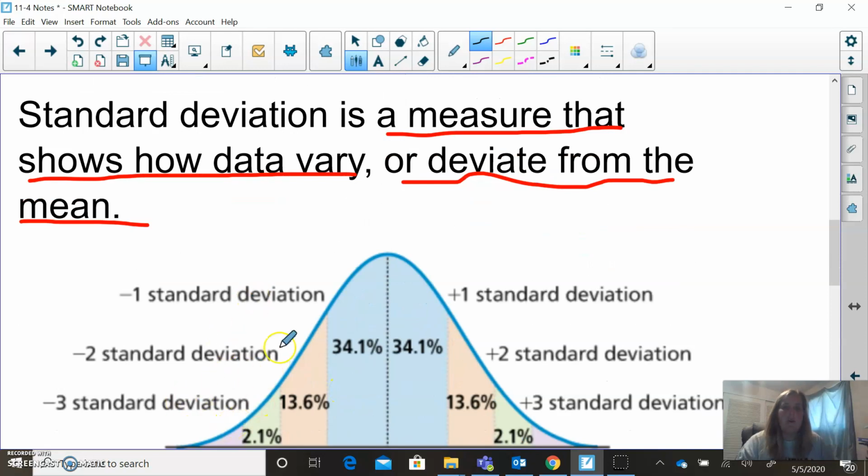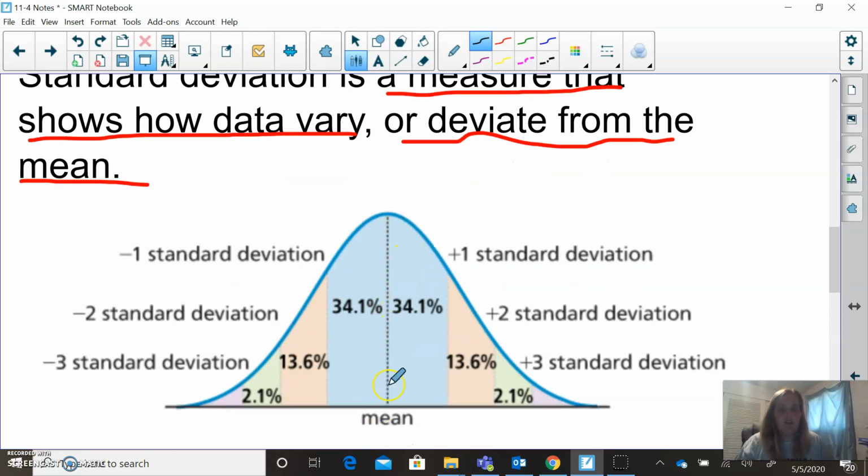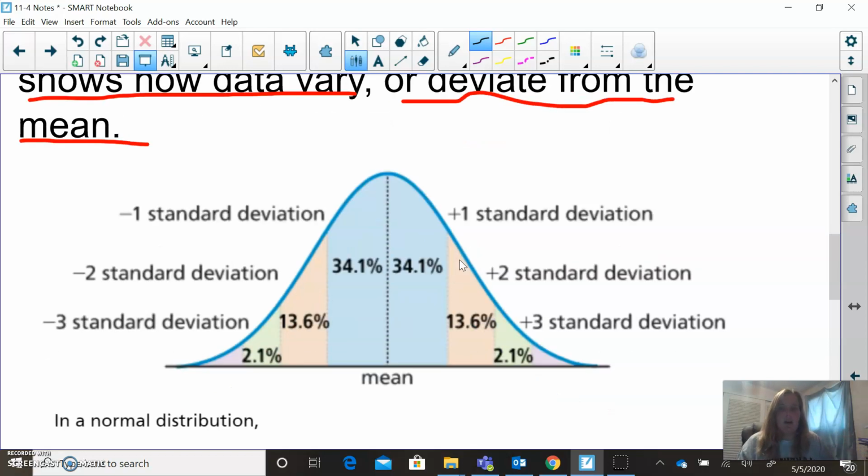So this is your bell curve, okay? This dotted line right here is your mean, okay? And so you can fall 1 standard deviation away from the data, 2 standard deviations away from the data, or 3 standard deviations from the data. You do not need to know how to calculate standard deviation. That is in a statistics course. But this is how you can fall away from the data, okay?